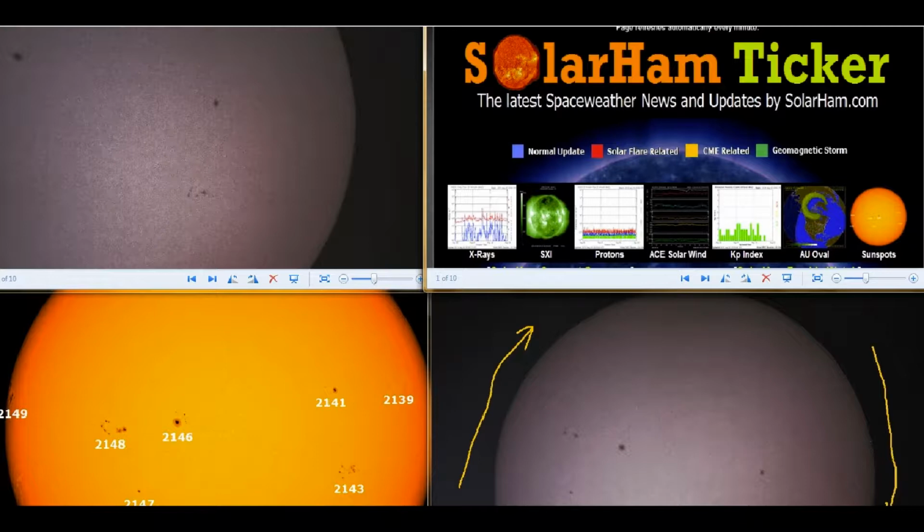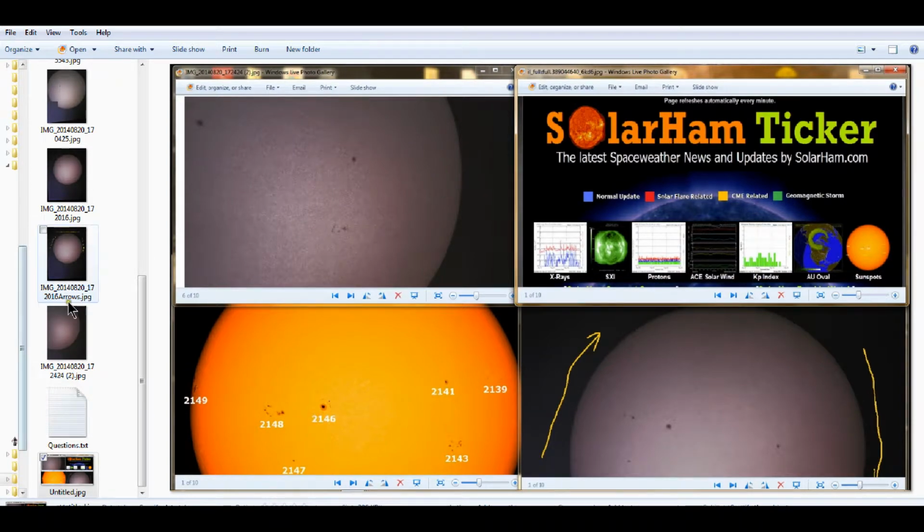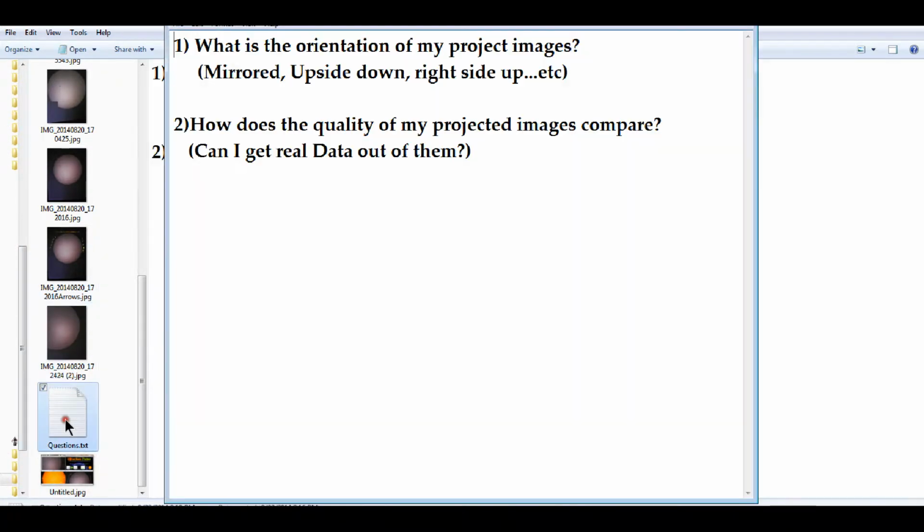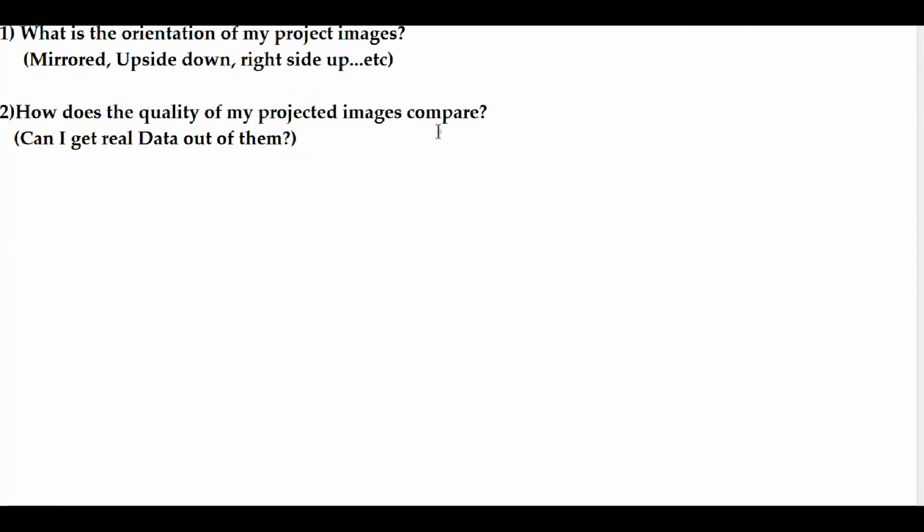So I had a couple of questions, and let me just go ahead and close this. Okay, so what were my questions? My questions were, what is the orientation of my projected images? Are they mirrored, upside down, right side up, etc.? And the other question was, how does the quality of my projected images compare? Can I get real data out of them? Can I do some real science, in other words?